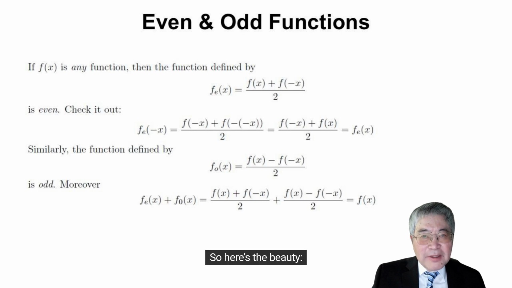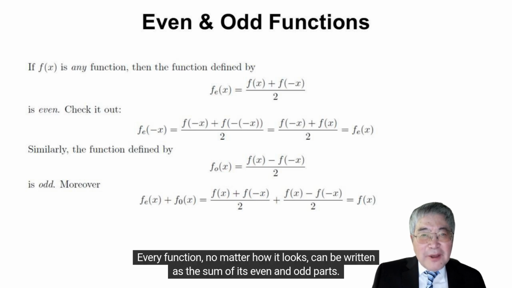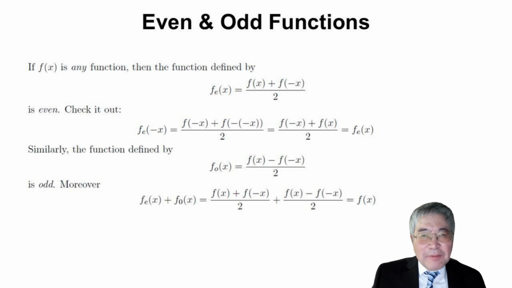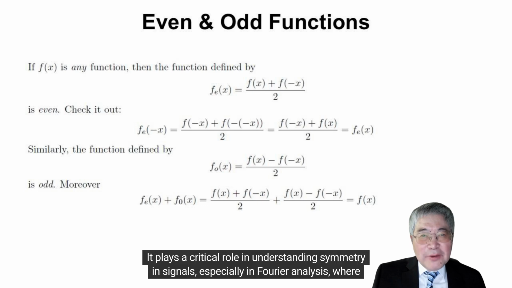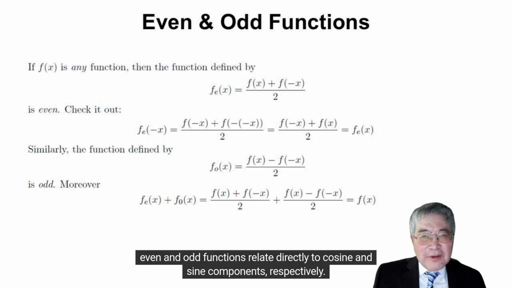So here's the beauty. Every function, no matter how it looks, can be written as the sum of its even and odd parts. In other words, f of x equals fe of x plus fo of x. This is a universal decomposition, and it's not just a neat identity. It plays a critical role in understanding symmetry in signals, especially in Fourier analysis, where even and odd functions relate directly to cosine and sine components, respectively.